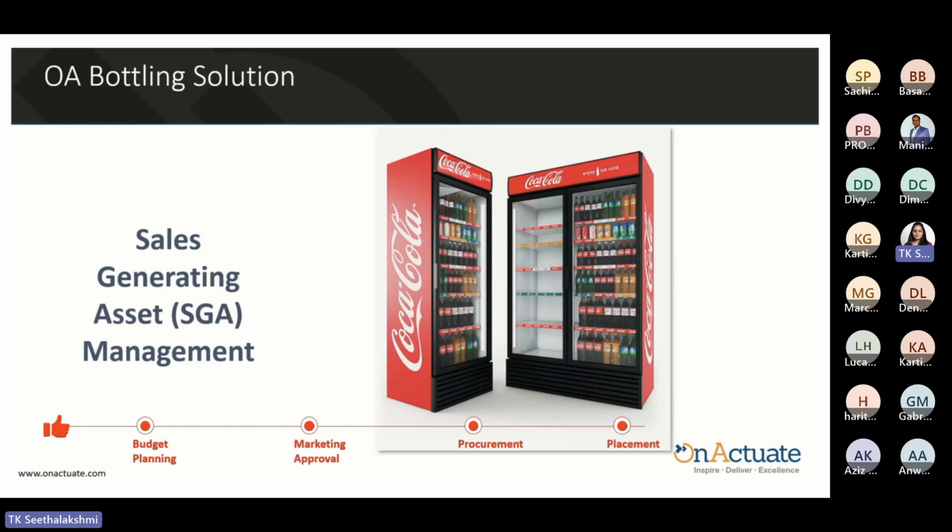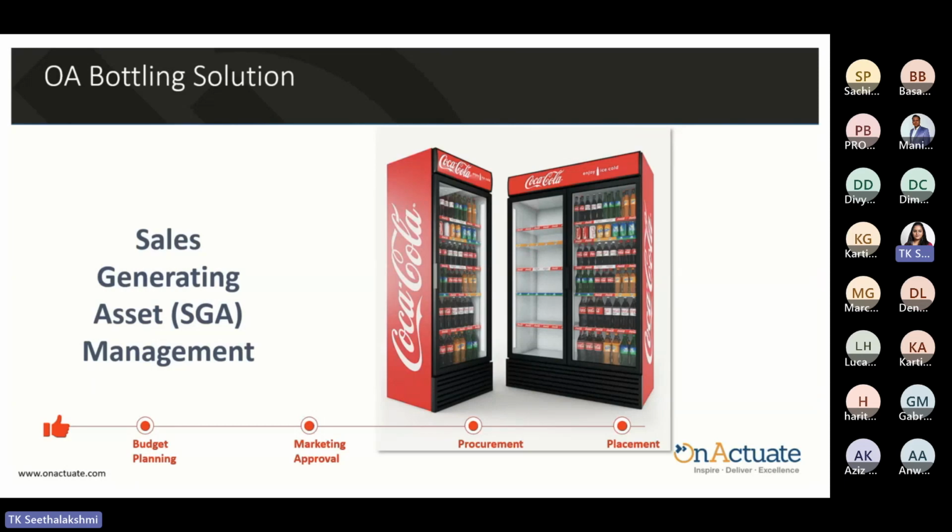Let me share a real-life example where a bottling client of ours found themselves struggling with the manual process involved in managing their SGAs, specifically budget planning, marketing approval, procurement, and its placement of these assets had become a daunting task, causing inefficiencies, and it resulted in headaches for the company. The problem was they had to manually allocate budgets for purchasing and maintaining these fridges and coolers across multiple retail locations, resulting in overspending in some areas and undersupplying in others.